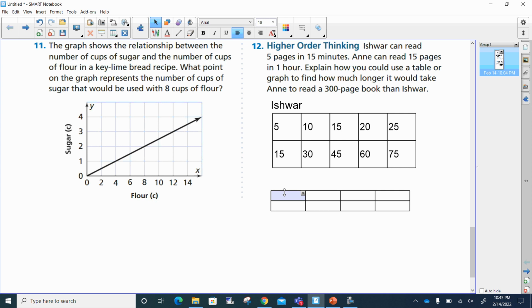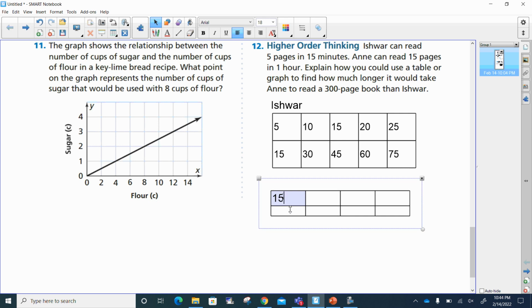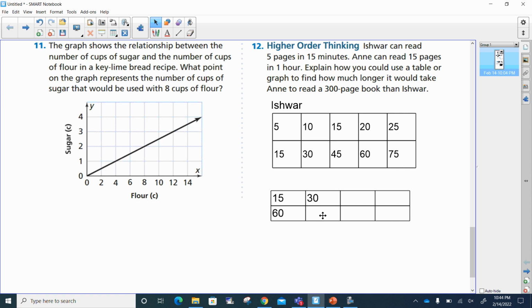Anne can do 15 pages, right? This was 5 pages in 15 minutes. Anne can do 15 pages in 1 hour, so that would be 60 minutes, right? That means 15 more pages, which would be 30 pages, she would take 2 hours, which would be 120. Now, we really don't even need to go any further than this because it says, explain how you could use a table or a graph to find how much longer it would take Anne to read 300 pages. Well, I guess actually we have to keep going because we're talking about 300 pages here, right?